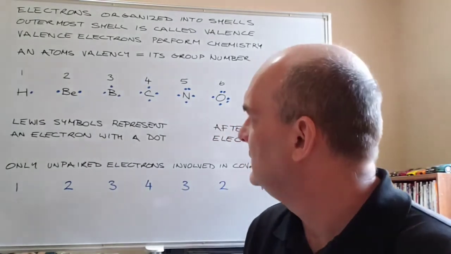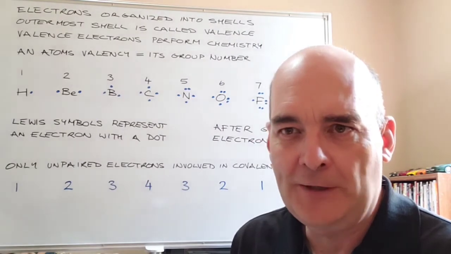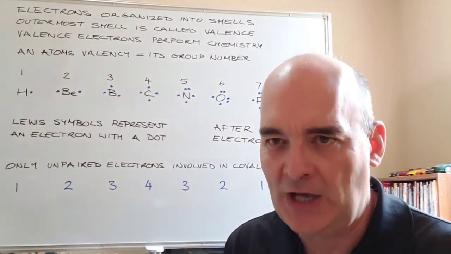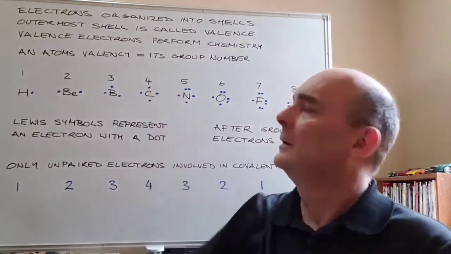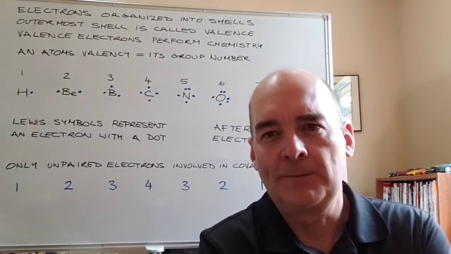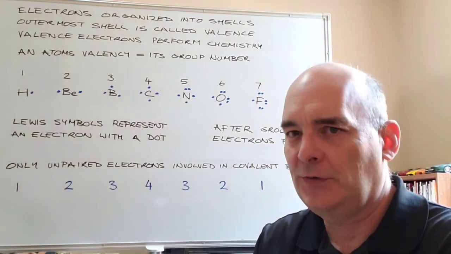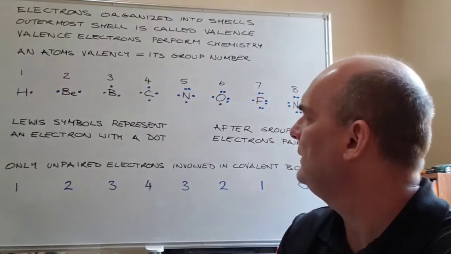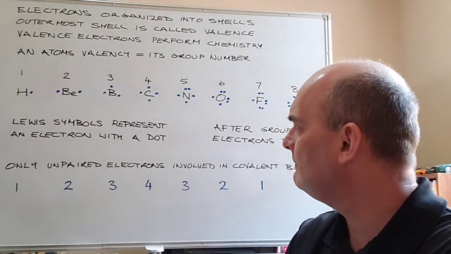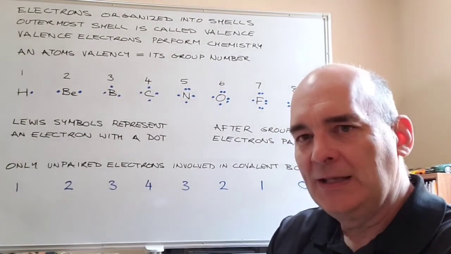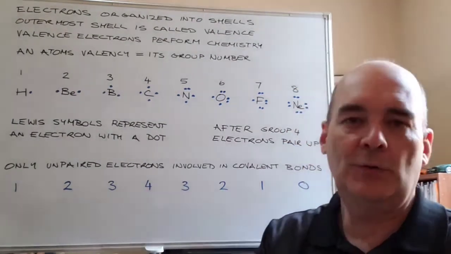And what this tells us is that electrons, who are responsible for chemistry, are organized into shells. And it's only the outermost shell that performs the chemistry. That outermost shell, the very outside of the atom, is called the valence, and it's only valence electrons that perform chemistry. Now, an atom's valency, its number of valence electrons, is equal to its group number.